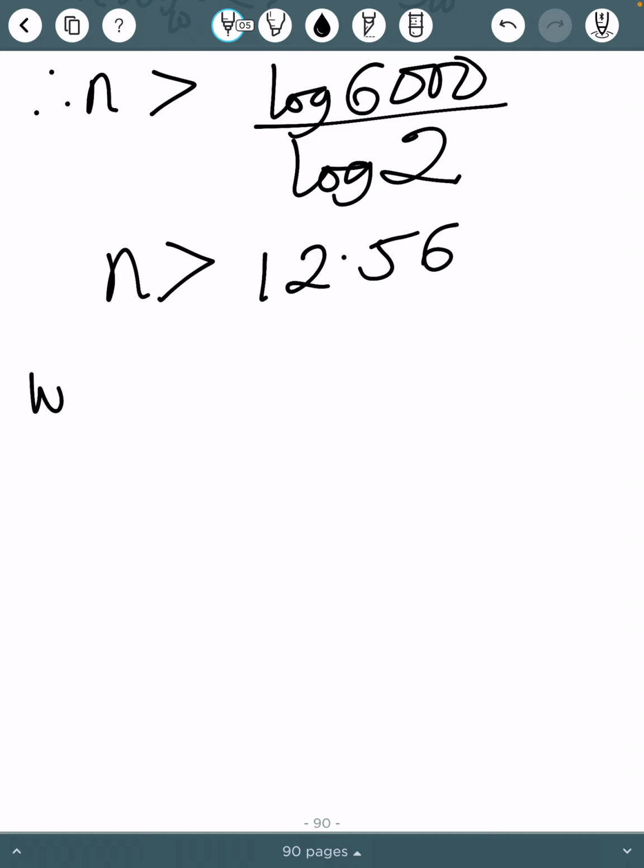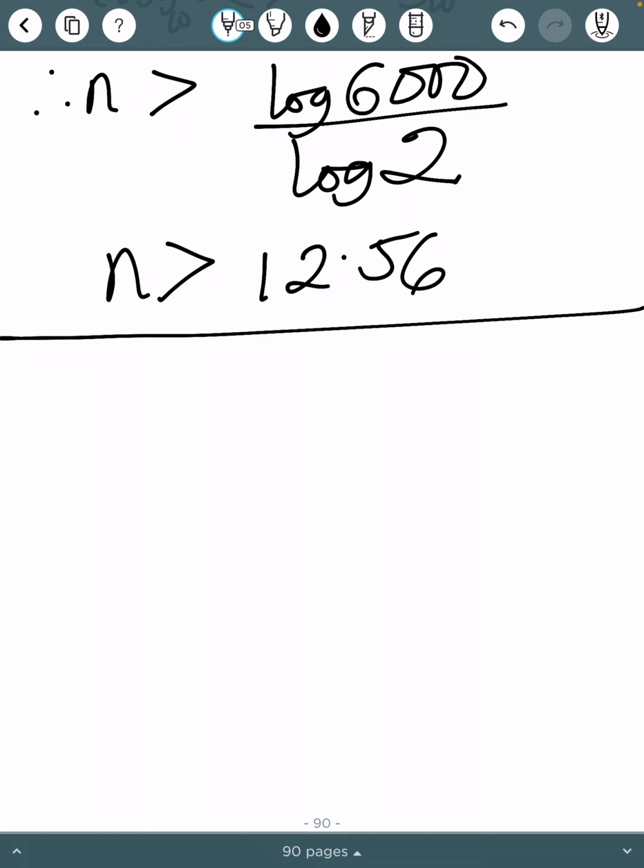Our n is greater than 12.56. If n is greater than 12.56, we could easily guess that n will be something from 13 upwards. But let us just check. When n is equal to 12, what's the value of un?